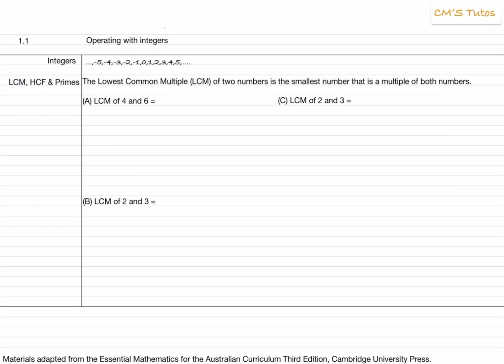So when we look at the integers, integers are whole numbers that can be positive, like 1 and above, and negative, -1 and below, and 0. But they do not include fractions or decimals.